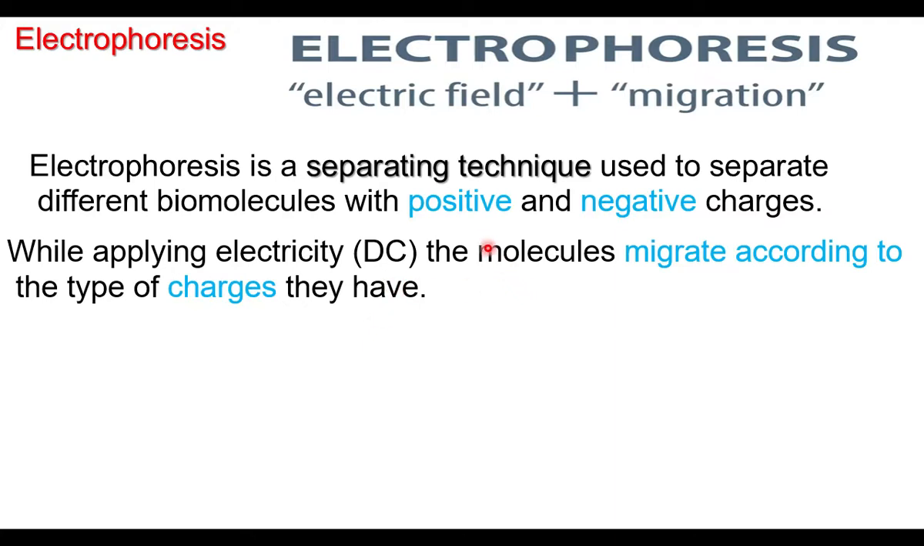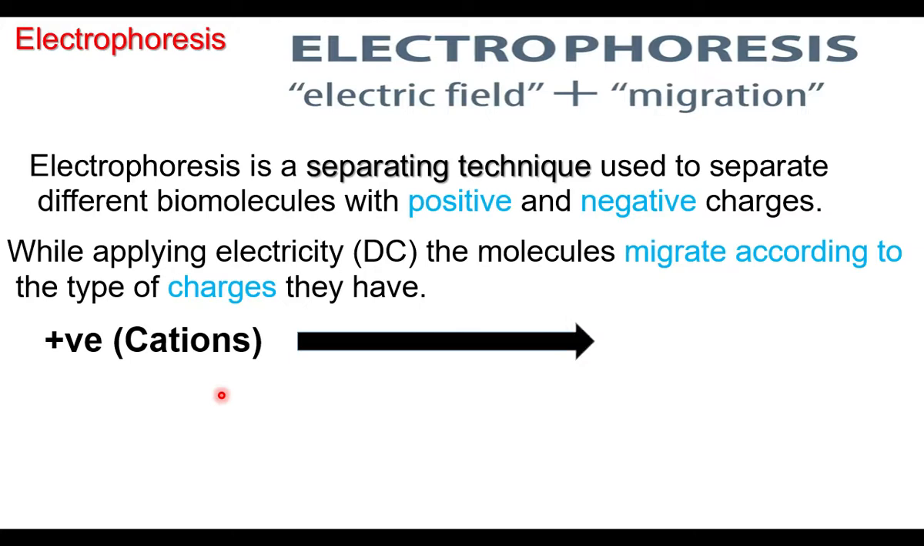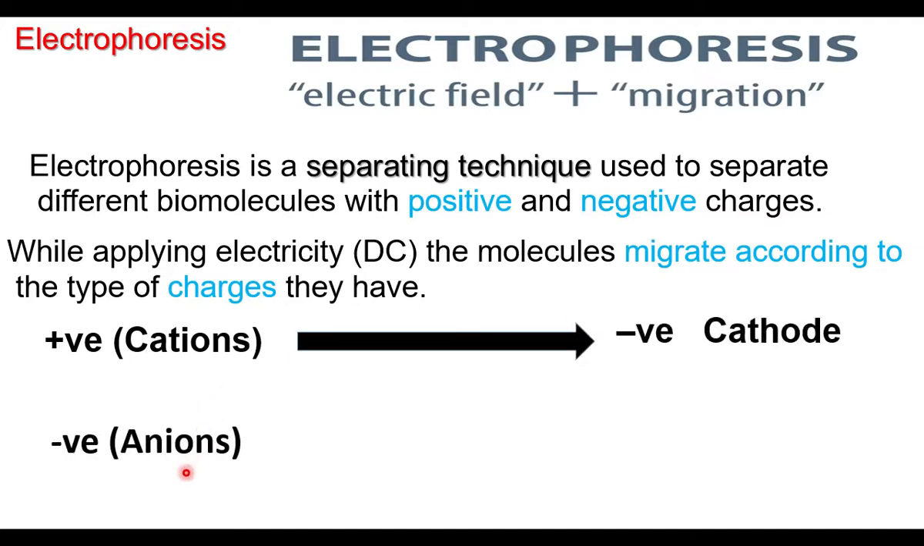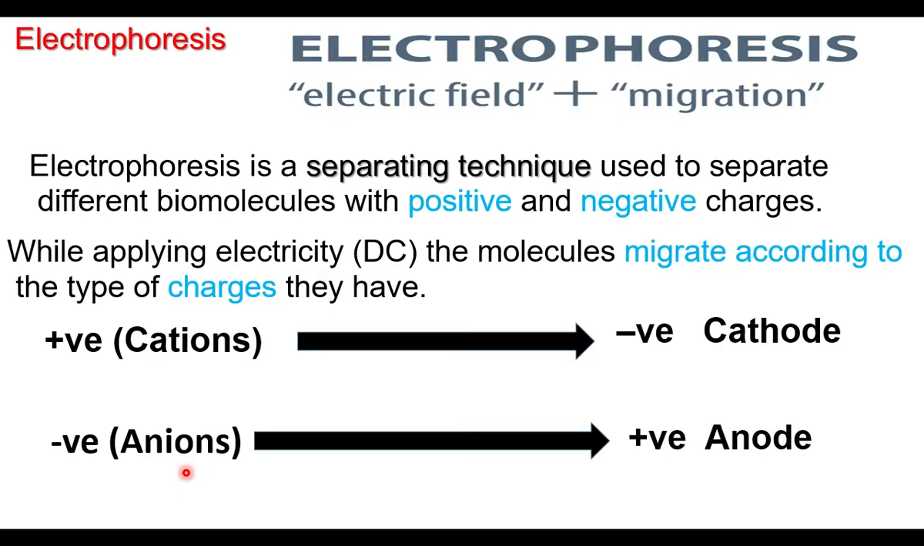If the molecules have positive charge, they will migrate towards the negative electrode. If the molecules have negative charge, they migrate towards the positive electrode. Positive cations migrate towards the negative cathode. Negative anions migrate towards the positive anode. DNA is a negatively charged molecule, so it will move towards the anode.